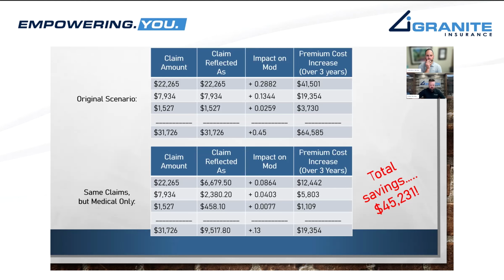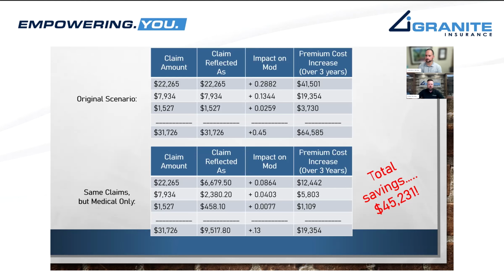You see the table on top shows exactly what we just looked at. Those three claims were costing a total of $64,000 over 3 years, an additional premium because of the experience mod. But look, let's say we were able to keep all of those claims to medical only. Same number of dollars in the left-hand column, 31,726, but they all got a 70% discount when they hit the experience mod calculation. So only $9,500 shows as actual expenses on the calculation.